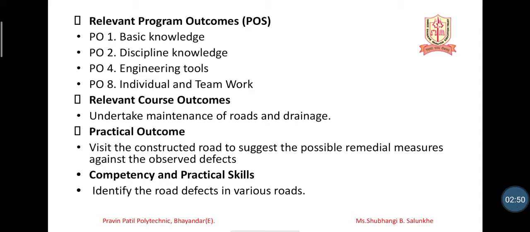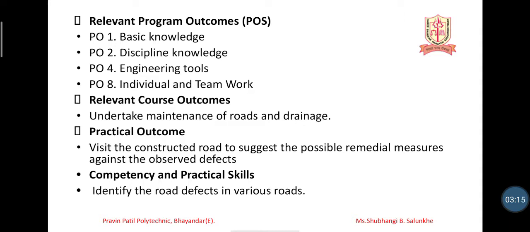Now the next is the practical outcome. Visit the construction road to suggest the possible remedial measures against the observed defects. It means that after we identify the defects on the road, we should suggest some remedy so that we can solve the problem.